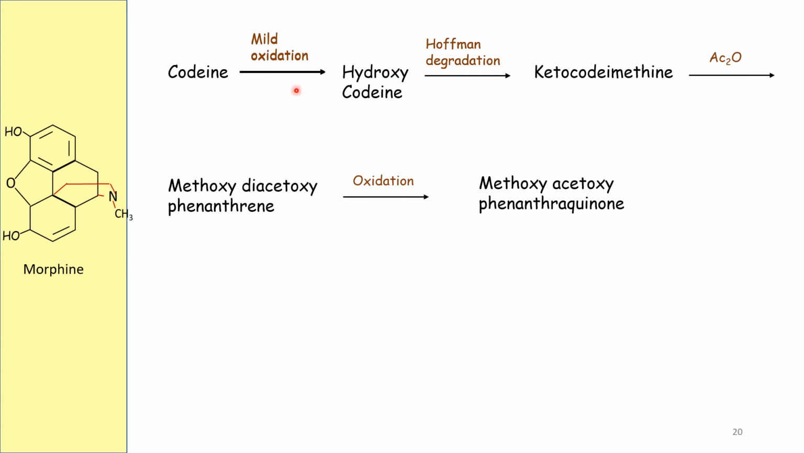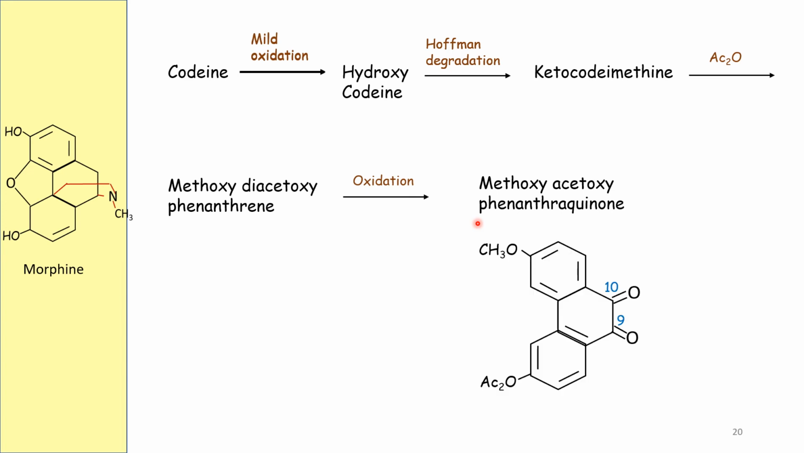Then codeine upon mild oxidation gives hydroxycodeine, which upon Hofmann degradation gives ketocodimethine, which upon acetylation gives methoxy-diacetoxyphenanthrene, and which upon oxidation gives methoxy-acetoxyphenanthraquinone. Look at those structures. Therefore the chain should be present at the C9 or C10 position. These are the positions for the N-methyl side chain.